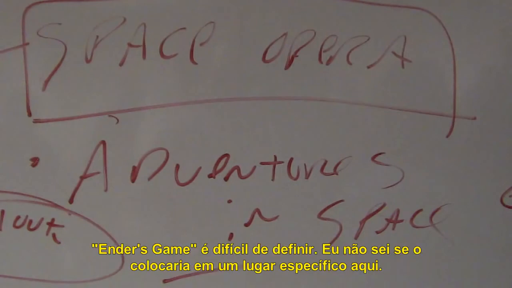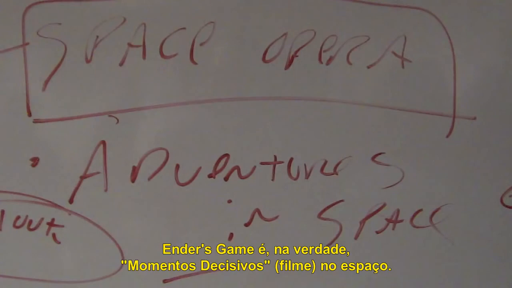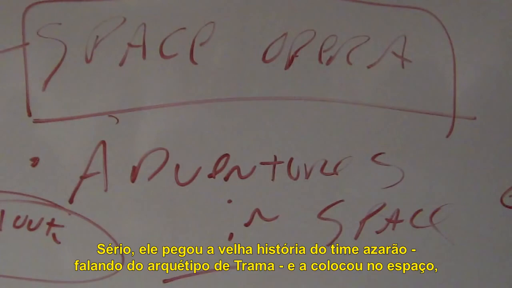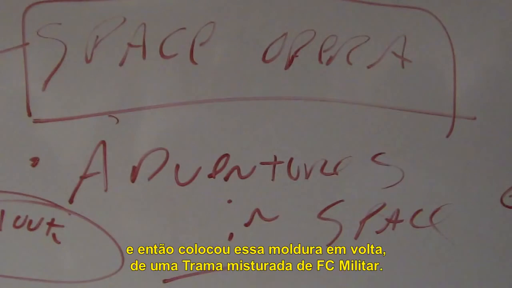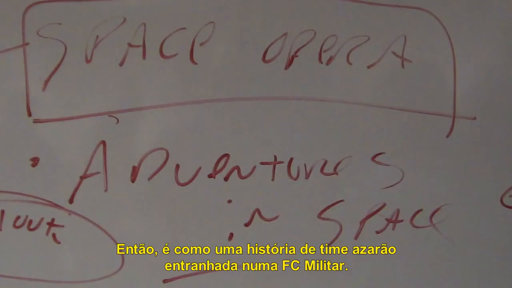Ender's Game is a hard one to define. I don't know if I would put it anywhere specifically in here. What Ender's Game really is, is Hoosiers in space. He took the underdog sports team story, and then when we were talking about taking plot archetypes, he put it in space, which is brilliant, made a great underdog sports team story in space, and then put around it this framework of this nice twist plot of a military science fiction book. So it's kind of like an underdog sports story nestled in a military SF.